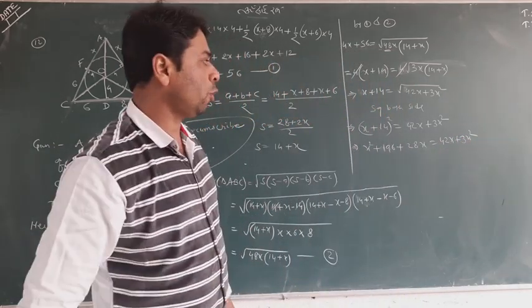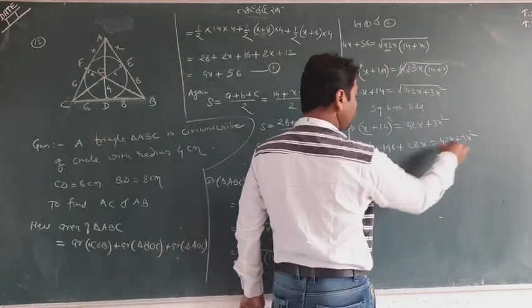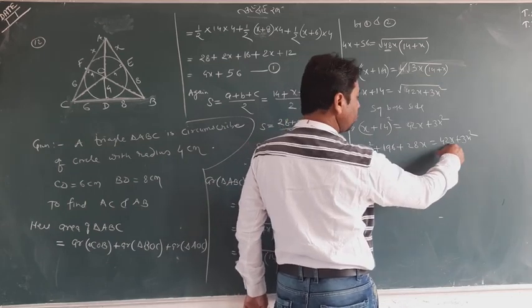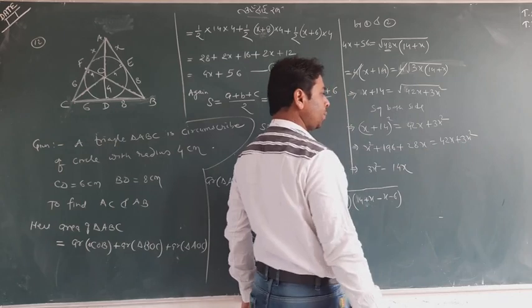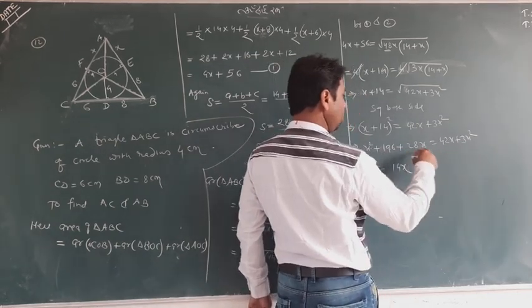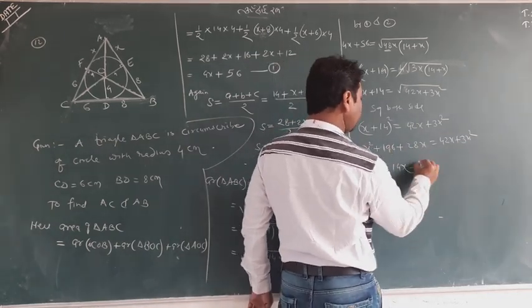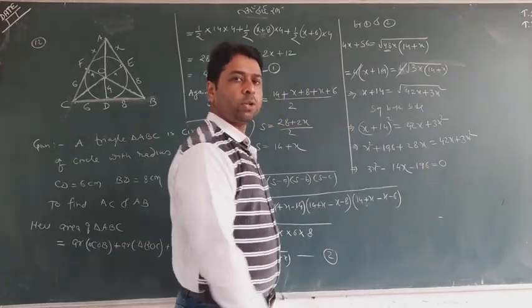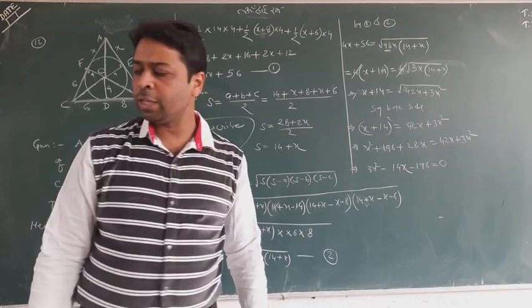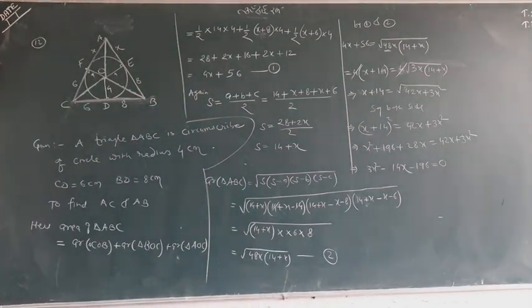Now I want to arrange all the things. We have 3x square, 42x minus this will be 14x, and the 196 will be transferred to the other side. It's going to be a quadratic equation. Now one can solve this in an easy way.